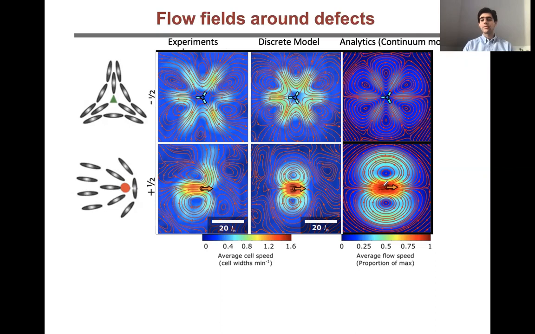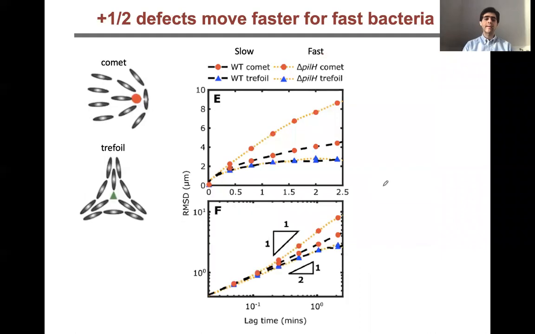And the other important point is that from the theory, we know if the bacteria are more active, we expect these plus half defects to be faster. And that's exactly what is seen in the experiments when they measure the mean square displacements of defects. You can see that the minus half defects are the same between the slow and fast moving bacteria, while the plus half defects move much faster in the fast moving bacteria.